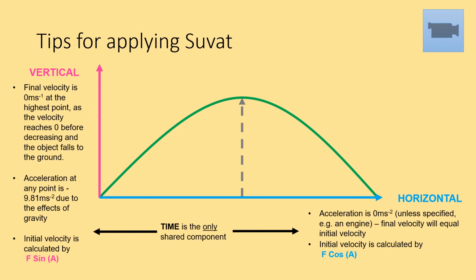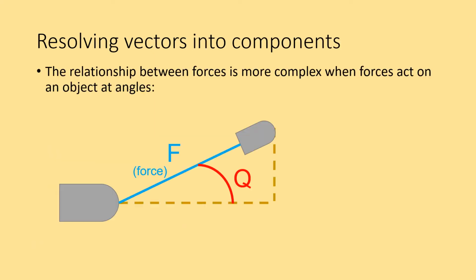The only component that's shared between the vertical and horizontal parts of motion is time. And this is the same in all projectile motion. So as I was talking about the monkey hunter problem, the vertical and horizontal components of the velocity were independent, but the time was the same. Time is consistent.